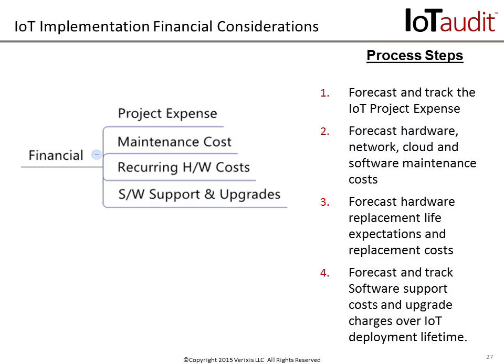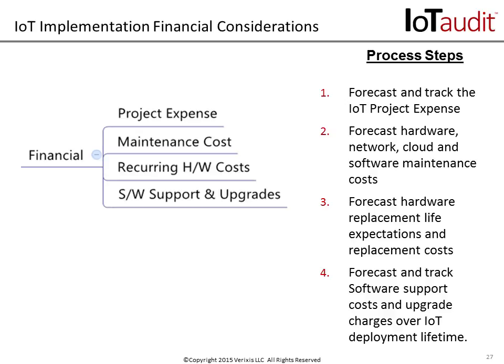Of course, as part of your IoT implementation plan, you need to consider all the financial implications of your project. You have to forecast and track the IoT project expense. You also need to forecast the hardware, network, cloud, and software maintenance costs. You need to consider what the replacement life of different parts of your IoT implementation will be, whether it's the sensors, which might have batteries that need changing, what the lifetime of your gateways and other components in the system is, and what those replacement costs will be.